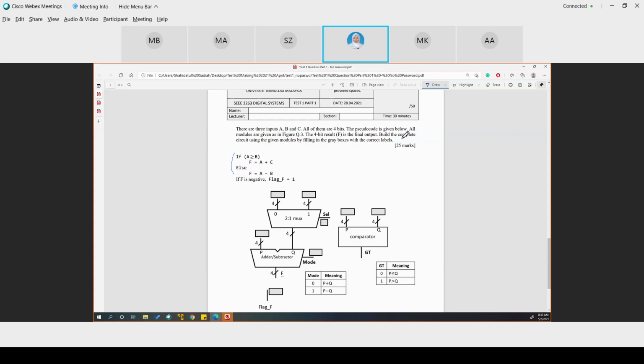Okay. So build the gray box with the correct labels. All right. So here the equation: if A is greater or equal to B, then F equals A plus C. Else if the complement of A greater or equal to B, that must be B greater than A.